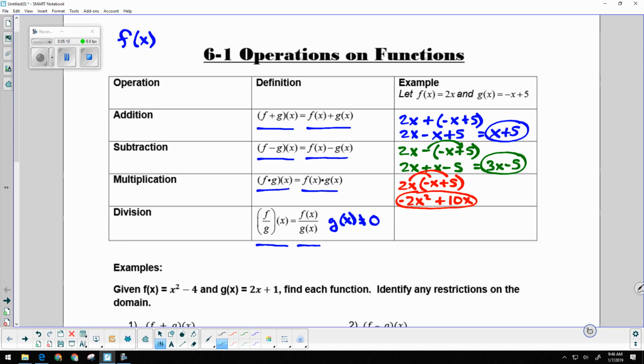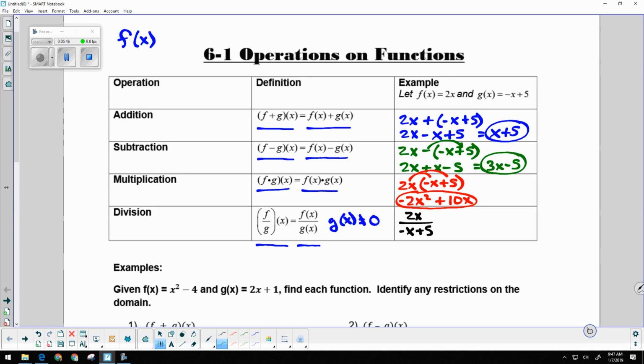And then lastly, down here with division: f of x divided by g of x. f of x is 2x divided by g of x, negative x plus 5. Now, there's no actual division that we can do here. We're going to leave it like it is. The one thing that we do have to show, though, is where our denominator is undefined. Or in other words, what's the number we would plug in there to make the denominator 0? Because in reality, we really can't use that number.